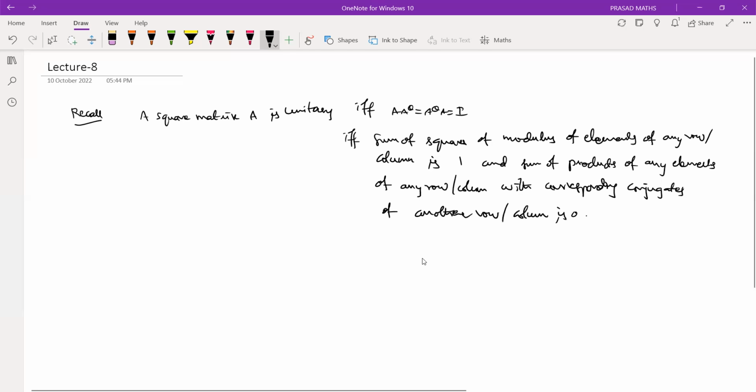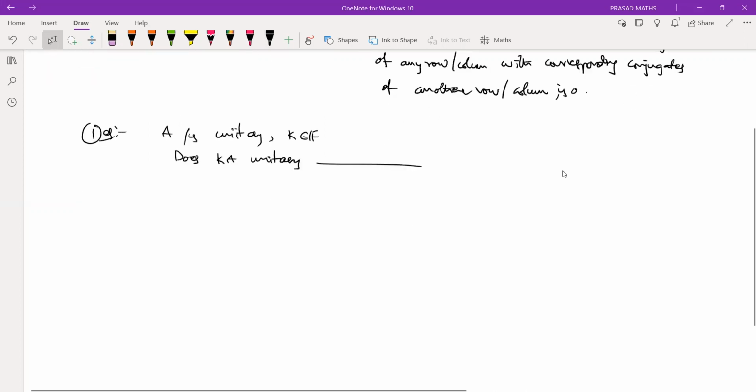So this we have seen. Of course, we have seen the properties. Sum of unitary matrices may not be unitary, that we have seen, and product of unitary is unitary. Now my question: if A is unitary, and you take any scalar K, does it mean that K into A is unitary? Let us go for the product.